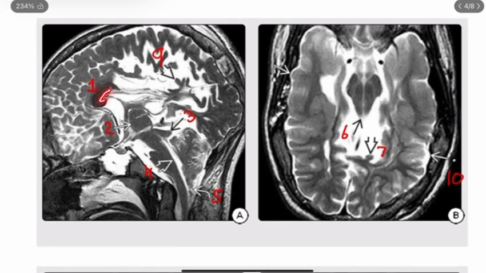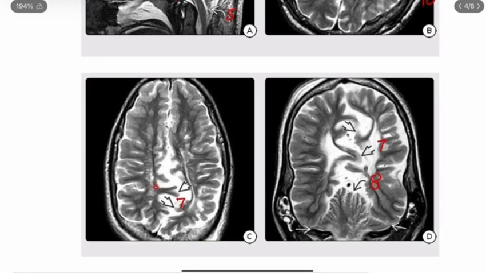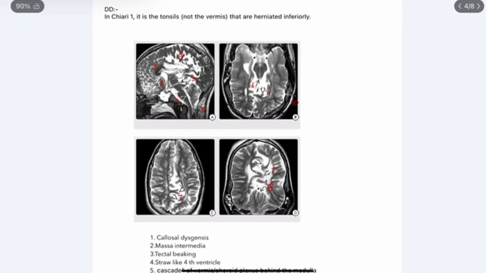Now let's take a look at these MRI images. In this image, we can appreciate that there is callosal dysgenesis. This is stenogyria. This one is showing beaked tectum, straw-like fourth ventricle, and caudal displacement of cerebellar vermis along with brainstem. This again shows beaked tectum. These are basically interdigitating gyri. This also shows interdigitating gyri. The same is represented here. This image shows towering cerebellum. The difference between Chiari type 1 and 2 malformation is basically that in Chiari type 1 it is the tonsils and not the vermis that are herniated inferiorly.